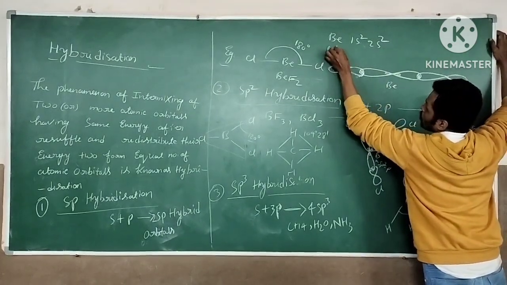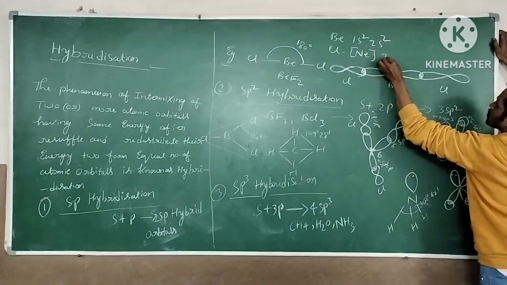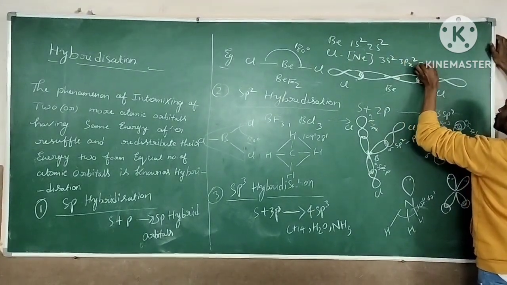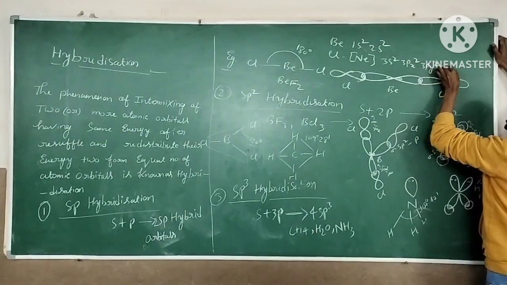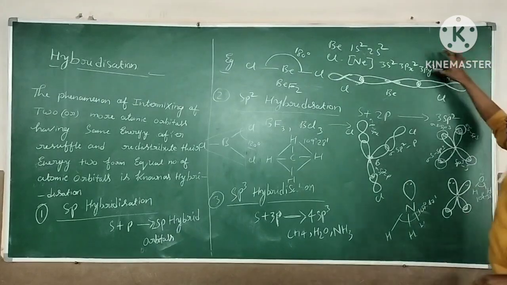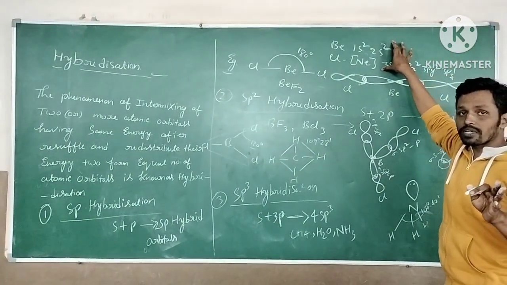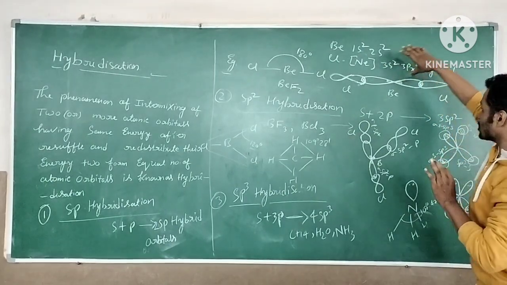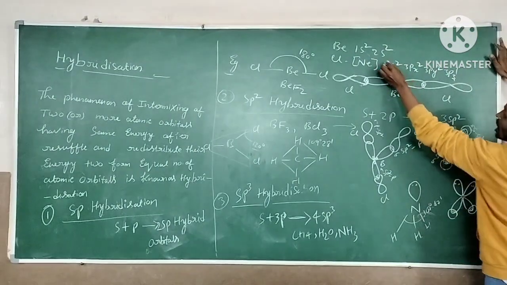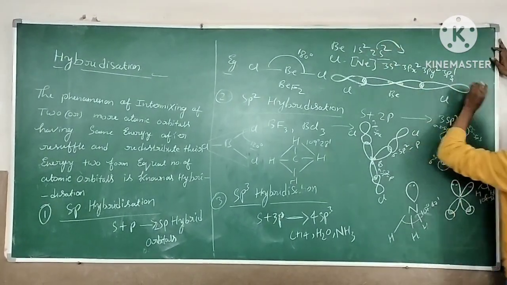And the chlorine electron configuration is neon 3s2 3px2 3py2 3pz1. But in the hybridization process, at least one unpaired electron is very necessary for bond formation. But in the actual electron configuration, there is no unpaired electron in beryllium, so we need to promote an electron from the lower energy level to the next energy level.